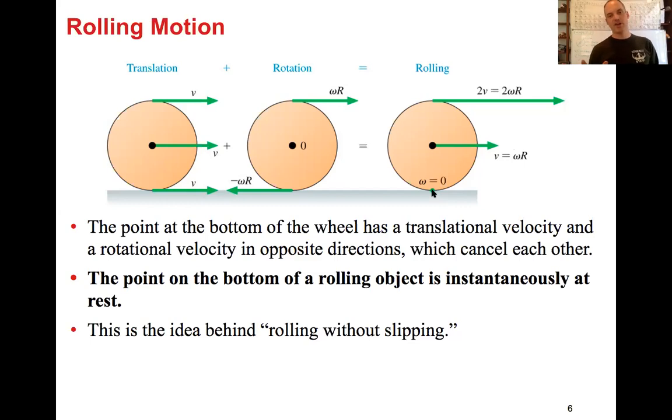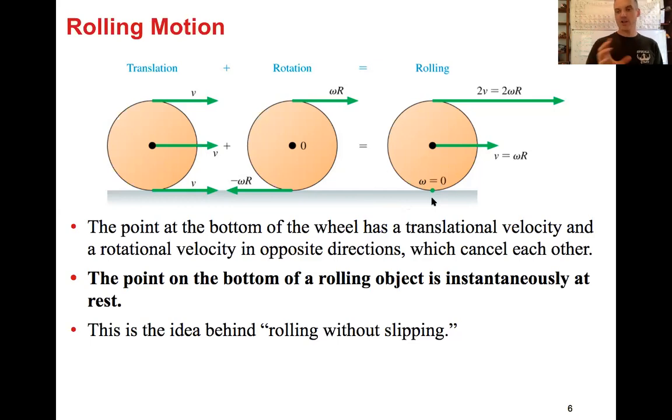But the interesting part is the forward translational velocity and the backwards rotational velocity of the bottom here equals 0 rolling speed. So that's why it's motionless. It's instantaneously at rest at the bottom of the wheel or whatever we're talking about here. So this is the idea of rolling without slipping. It's not slipping. It's coming into contact and instantaneously it's at rest.